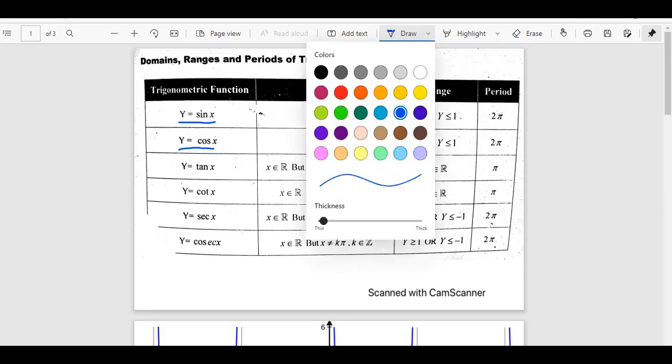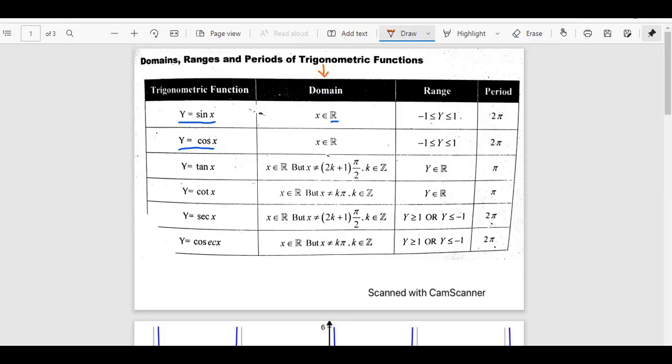For now, we're just talking about the domain, and we are looking at different trigonometric functions. Let's talk about y equals tan x. Now, tan x is the trigonometric function and we need to talk about the domain. Now, what exactly have they written? They are saying that for the domain of tan x, again, x belongs to real numbers. We have all the real numbers, we have all the numbers in maths except these. We do not have these, okay? It says x belongs to real numbers, but x is not equal to (2k plus 1) into pi by 2. Now, what exactly is this?